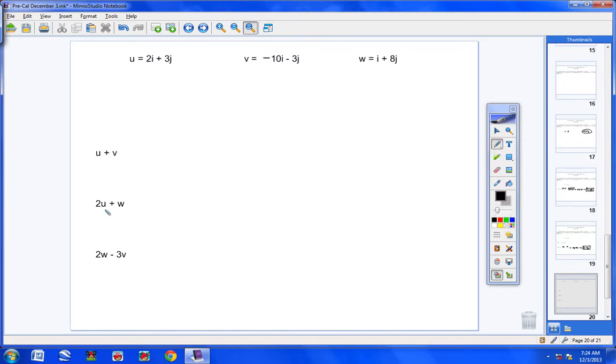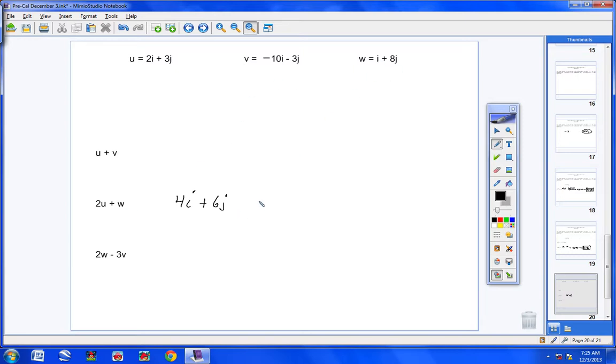All right, let's take a look at this here. Here we have 2u plus w. Okay, I can quickly multiply 2 times u in my head. So 2 times u, 2 times 2i would be 4i. 2 times 3j would be 6j. So I took 2 times u and I got this and now I'm going to add w. So plus w.